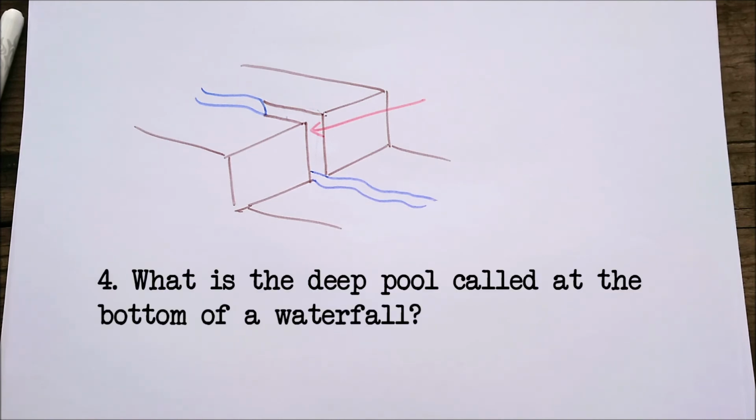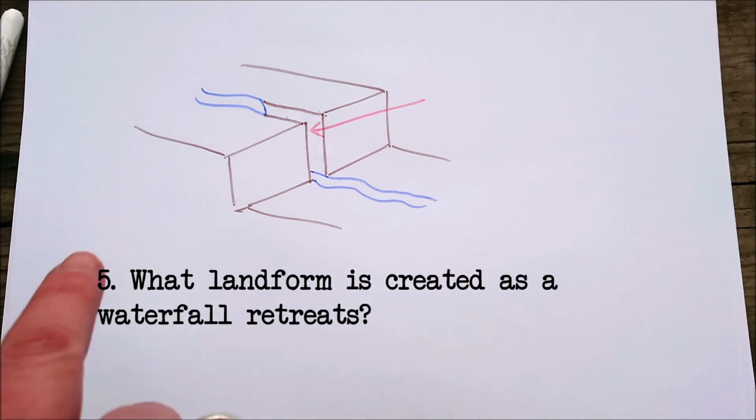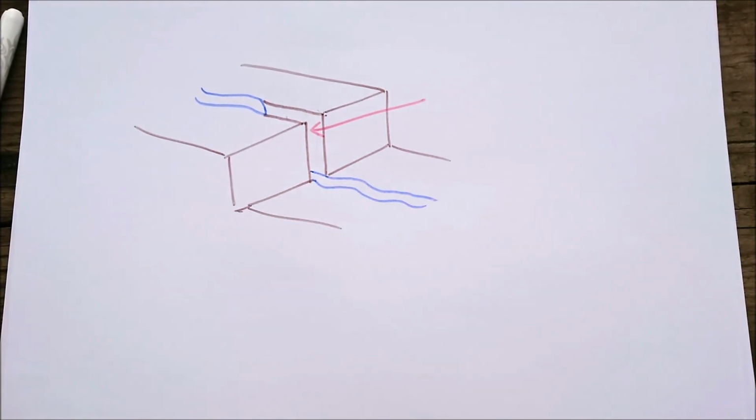Question 4. What is the deep pool called at the bottom of a waterfall? The deep pool at the bottom of a waterfall is called a plunge pool. And question 5. What's this landform that's created as a waterfall retreats? Well, that landform there is a gorge, and it's created as the waterfall erodes a deep chasm in the land that it leaves behind. I think that's pretty much covered it for waterfalls.